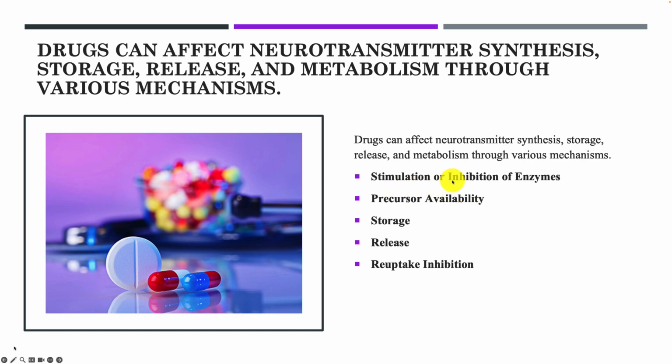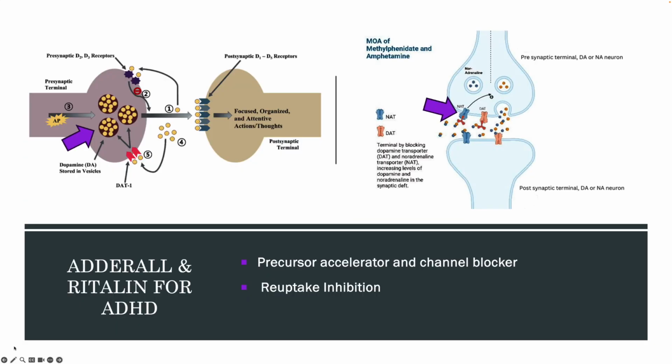So we talked about stimulating or inhibiting certain enzymes within neuron-to-neuron communication. We talked about precursor availability, and I'm going to show you one more thing on the precursor availability, but also we're going to talk a little bit about reuptake inhibition as well. So let's take a look at that, and let's look at a very common prescription for individuals that have ADHD or other types of neurological disorders.